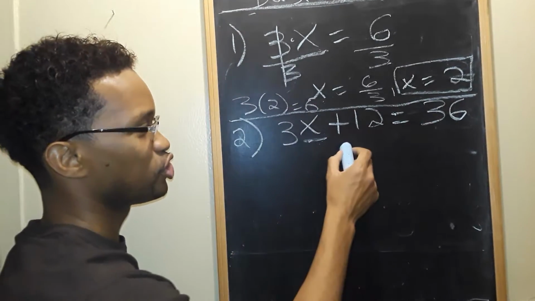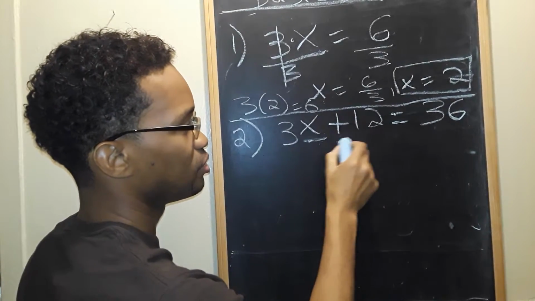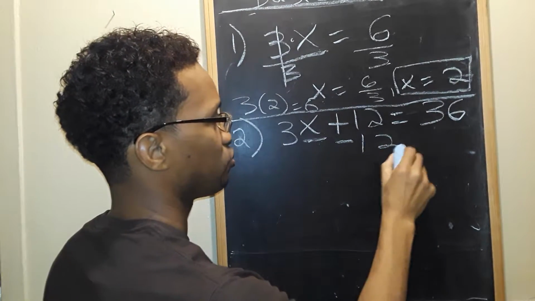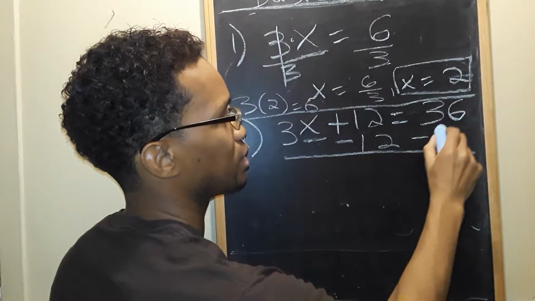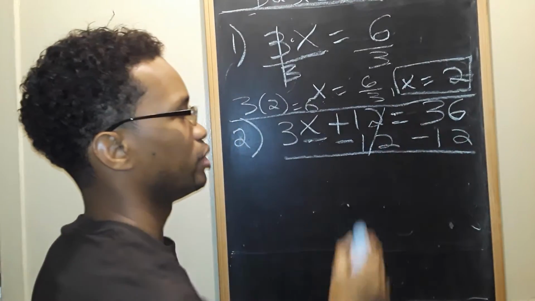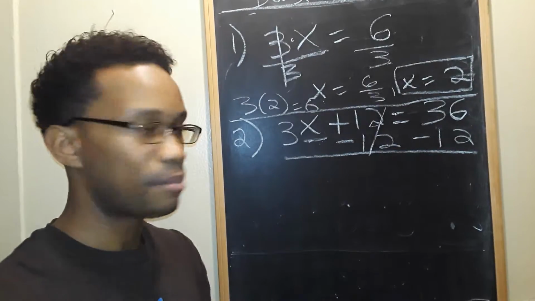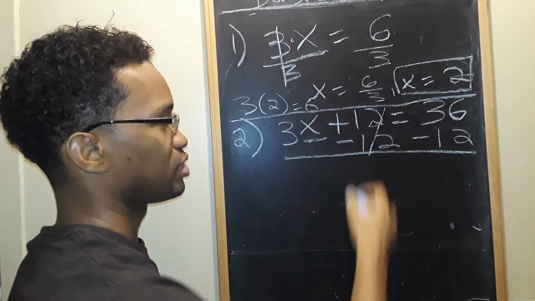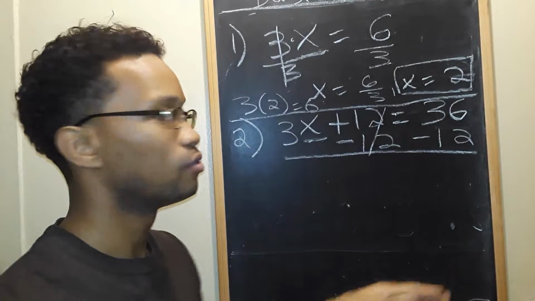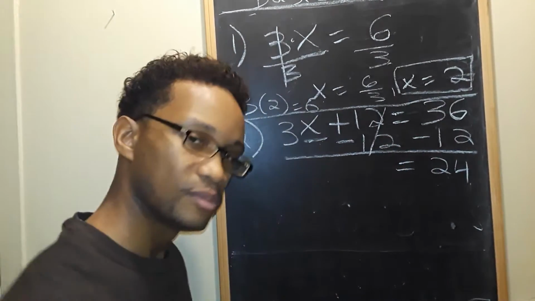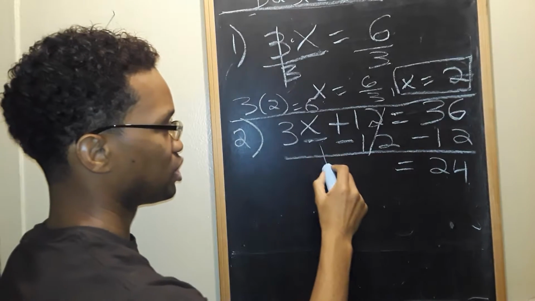So we have an addition symbol here, an operation. So the opposite of addition is subtraction. So I have to subtract 12 on both sides in order for me to leave the x by itself. So you do it piece by piece. So I cross out the 12, and 36 minus 12 is 24. Okay? I'll bring down this 3x now.